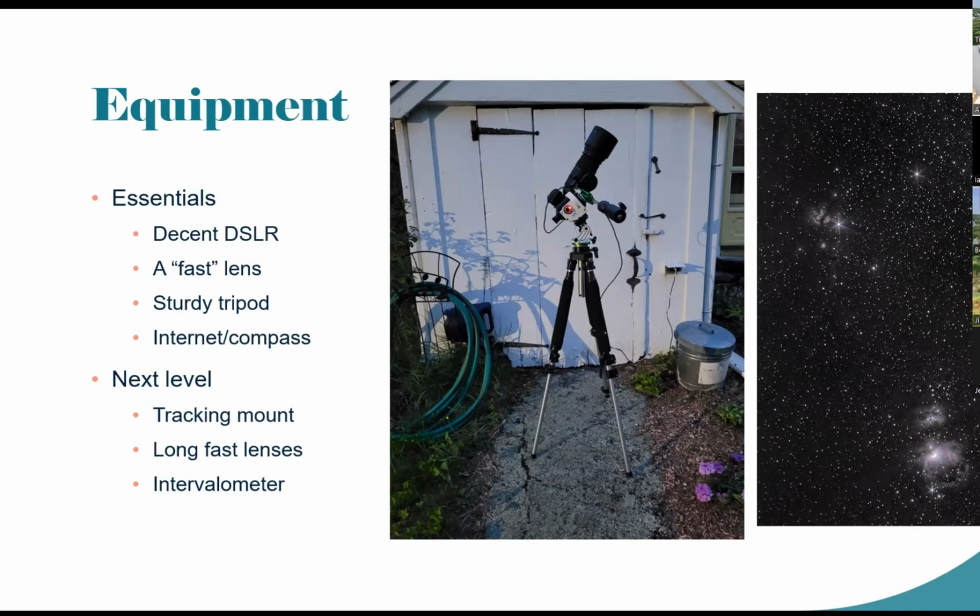The biggest next level thing you can do is get a tracking mount. So you can see in the middle picture here, at the top of the tripod, there's this thing that has a glowing red dial on it. And what this does is allows you to set up and orient your shot, and the mount is going to rotate at the same speed that the Earth rotates.